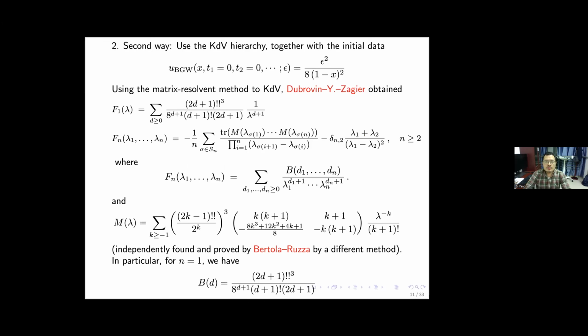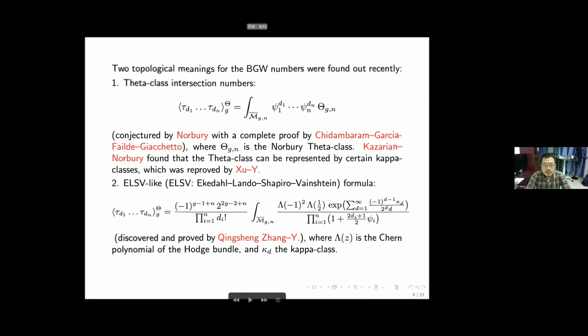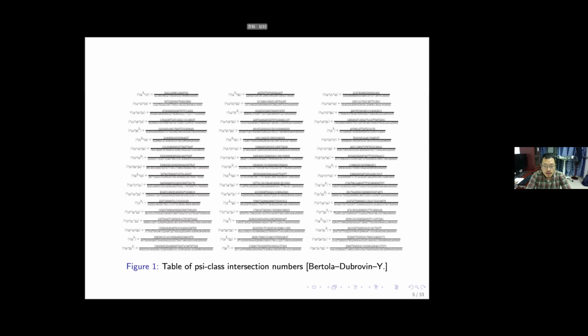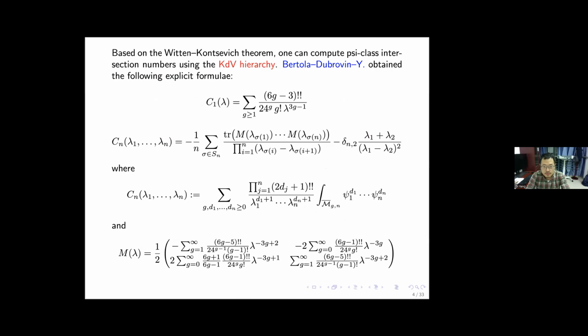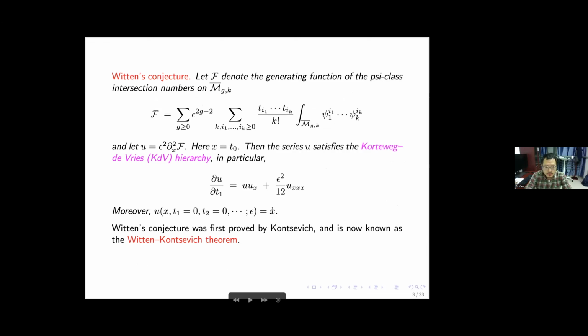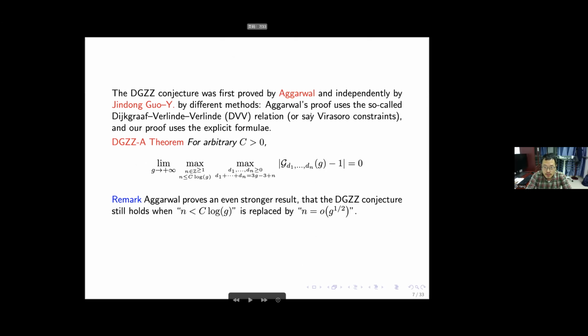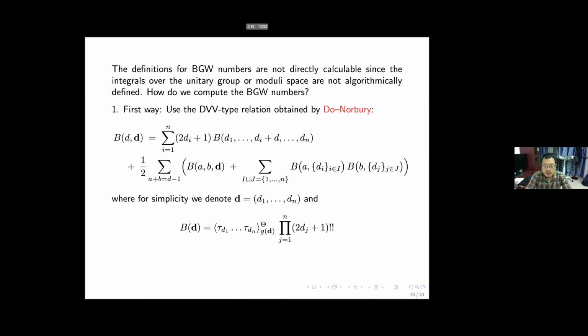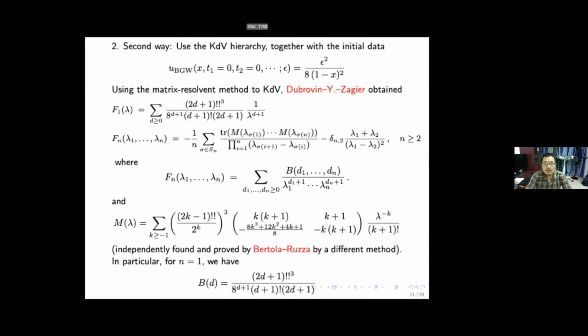The second way is again to use PDEs, where we want to solve the KdV hierarchy. The only difference between using this way for BGW and for Witten-Kontsevich is the initial value. The initial value for this PDE system is x for Witten's intersection numbers, and for the BGW case, it is known that the partition function is also a tau function of the KdV hierarchy.